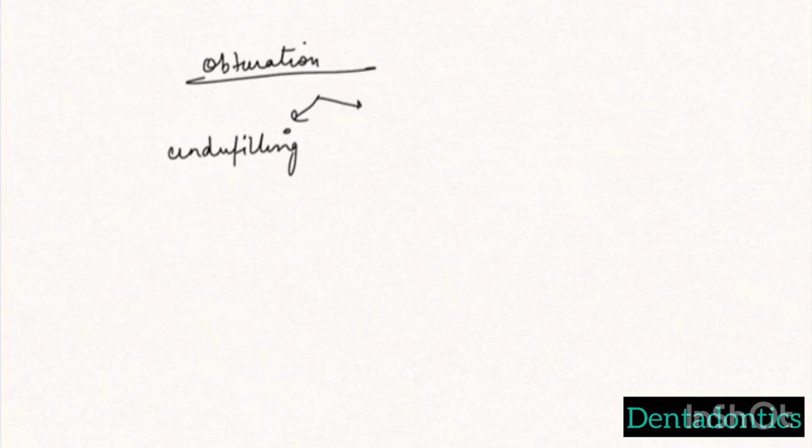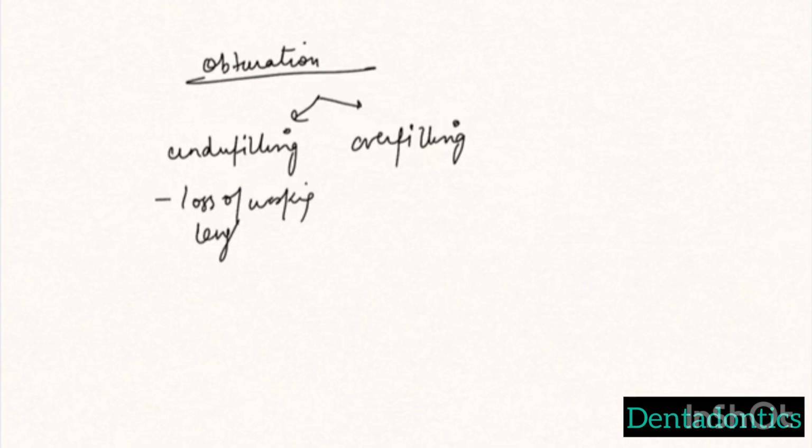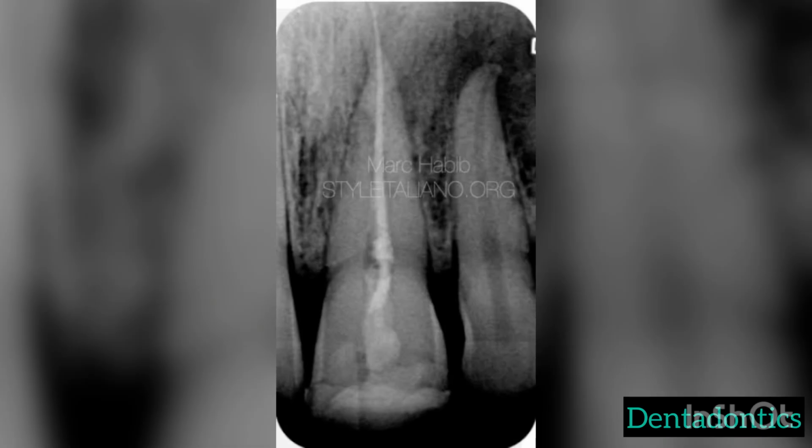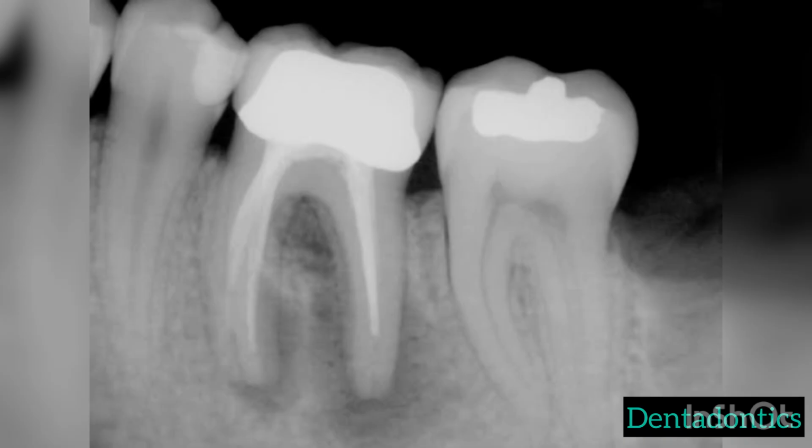Then during obturation, endodontic emergencies can occur. First is underfilling and then overfilling. Underfilling of GP can occur if there is loss of working length, whereas overfilling can occur if there is over preparation of the canal. We can prevent it by having proper knowledge of the working length and of the anatomy. Take the working length on the IOPA and use it accordingly. For under and over obturation, do the root canal treatment again.